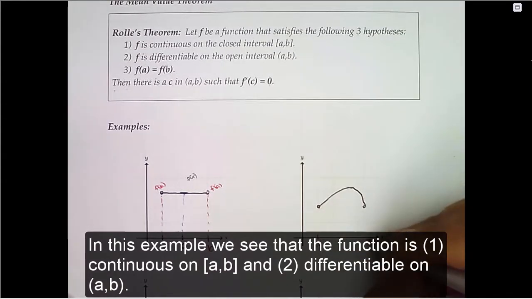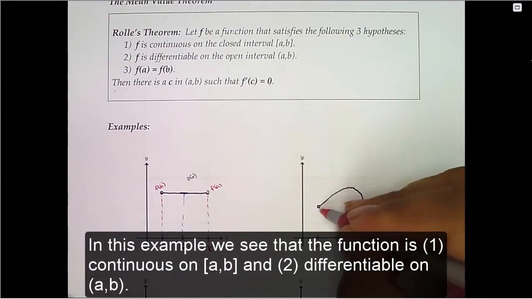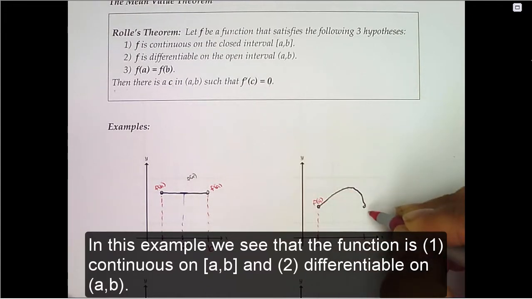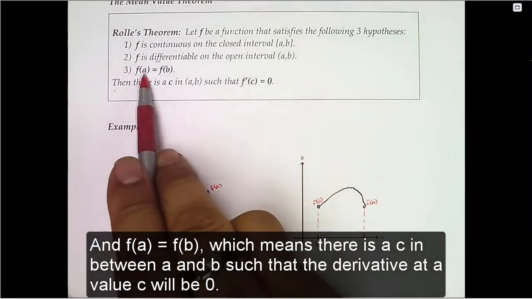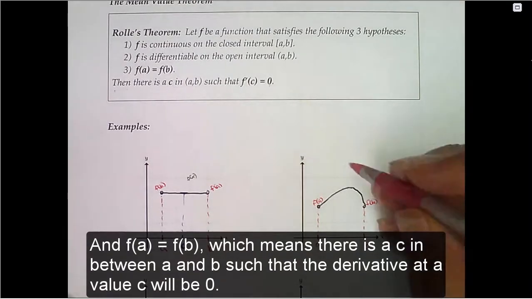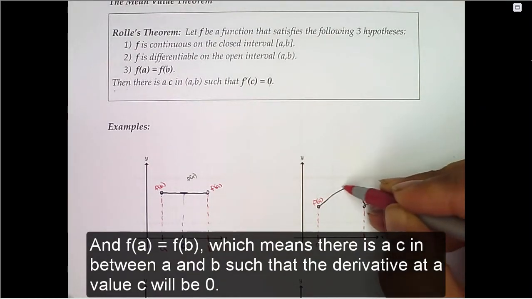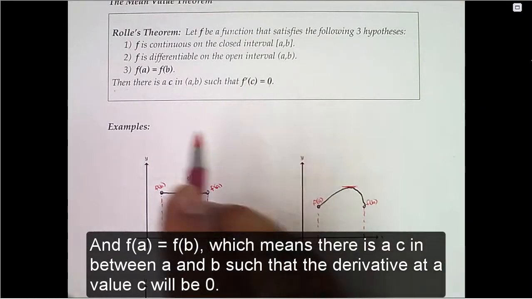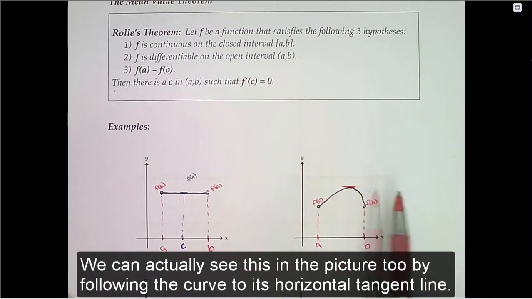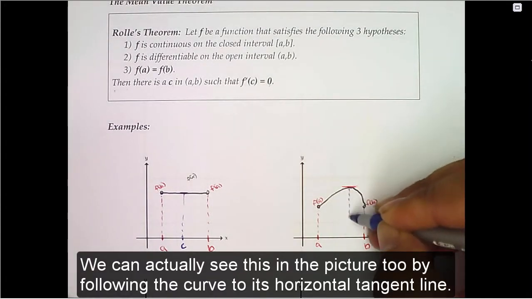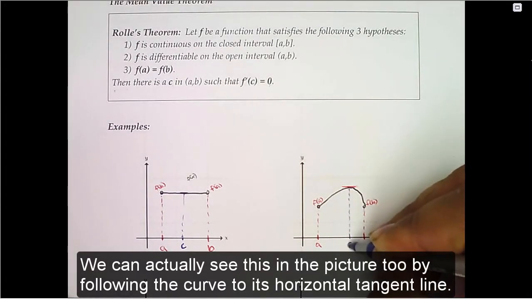In this example, we see that the function is 1) continuous on a to b and 2) differentiable on a to b. And f of a is equal to f of b, which means there is a c in between a and b such that the derivative at the value c will be 0. We can actually see this in the picture by following the curve to its horizontal tangent line.